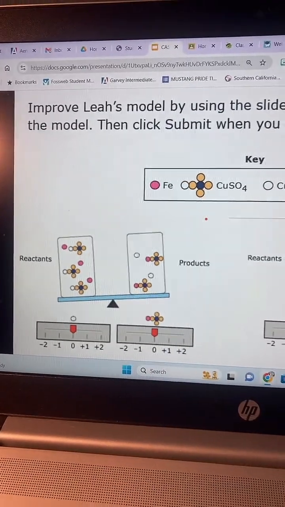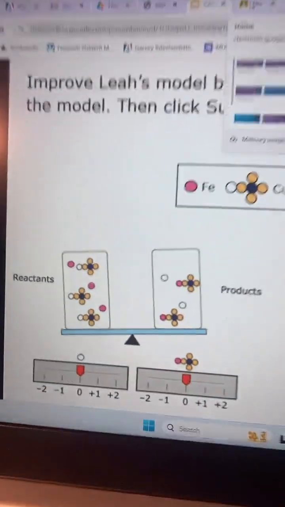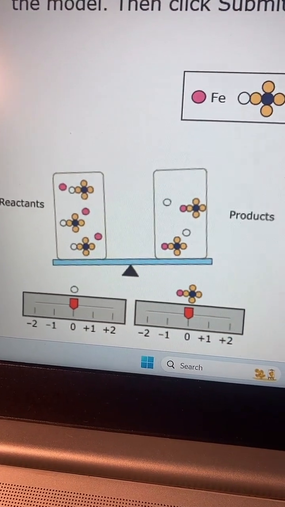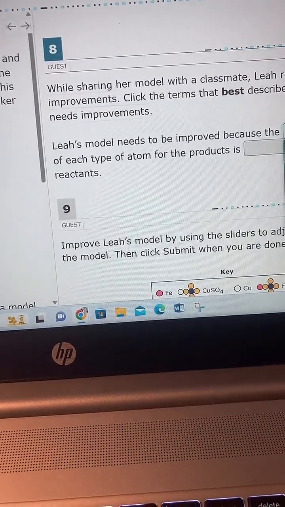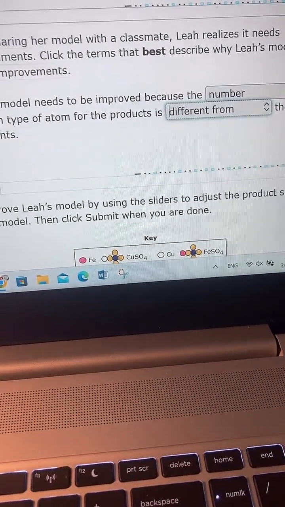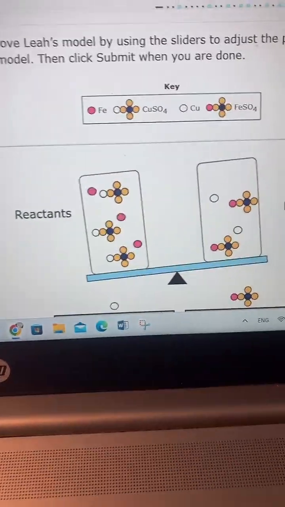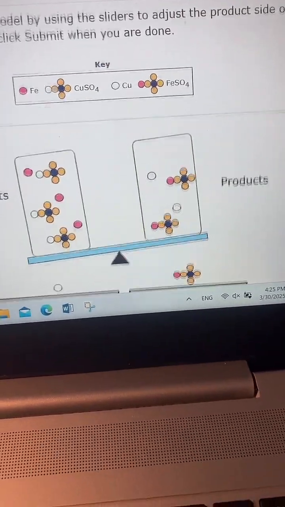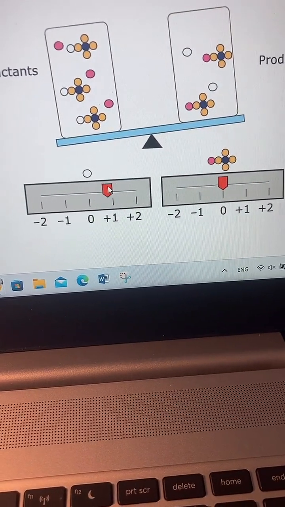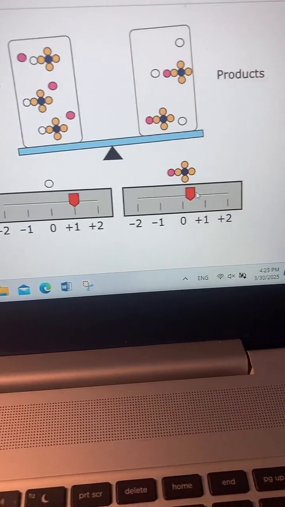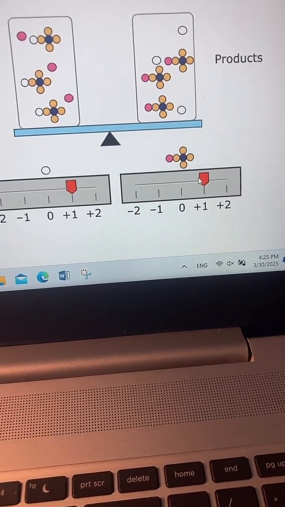So how do we improve it? Once again, let me show you the toy. If you look here, you see the key. You have iron, copper sulfate, and you want to try and move these around. So for example, I might move this here and move this here, and you will see, it looks balanced.